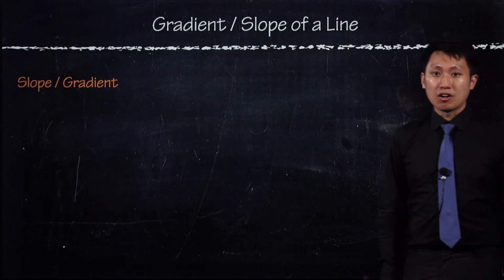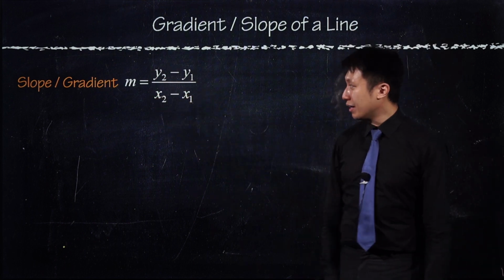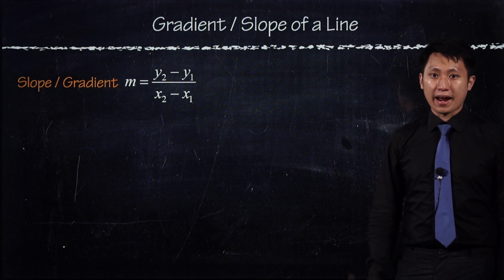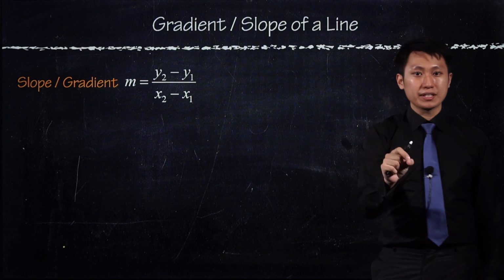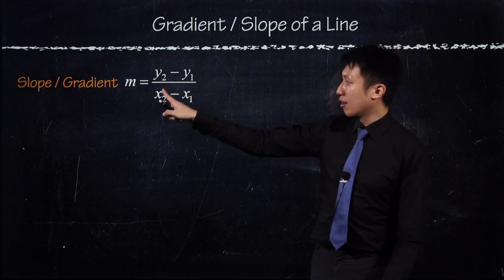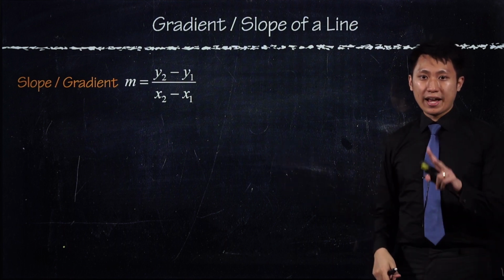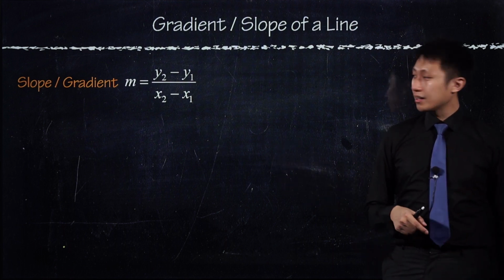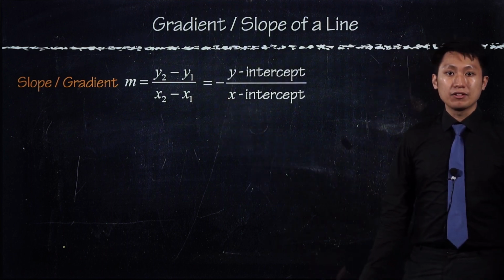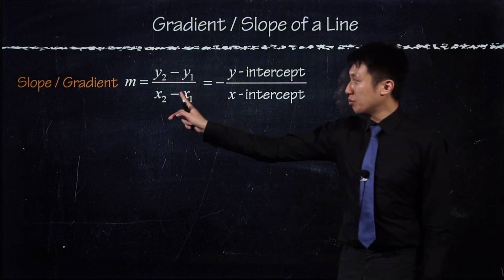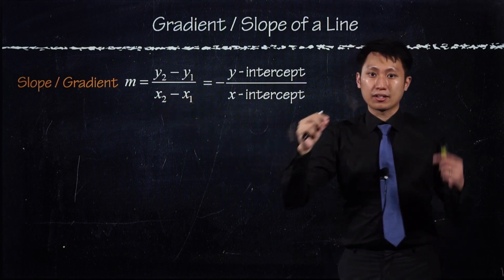Okay, the gradient or slope of a straight line is given by this formula here: y2 minus y1 divided by x2 minus x1. In case you don't know what x1, y1 is, that's the first point, first coordinate. x2, y2 is the second coordinate of the line. If you know any 2 points, then you know the slope. It's also equal to minus of y-intercept divided by x-intercept. So don't mix these two up. This one is talking about the intercepts, but this one is talking about the coordinates.